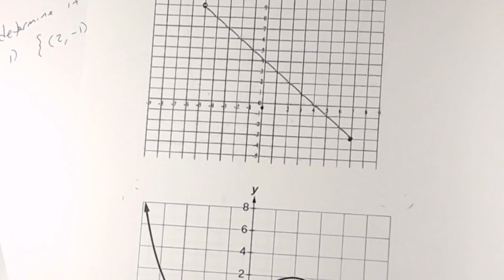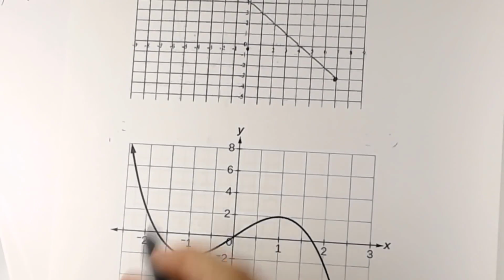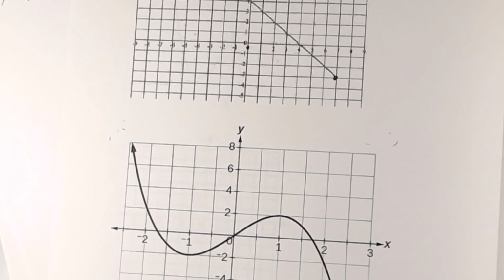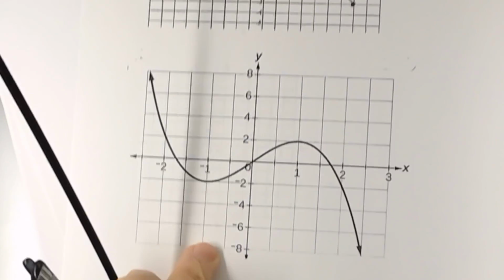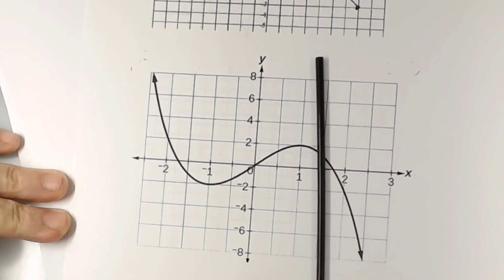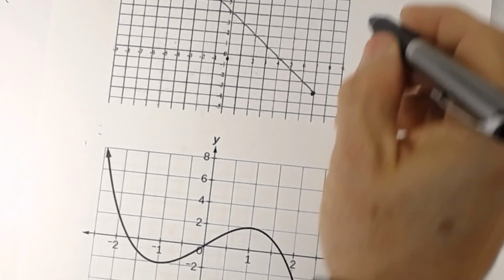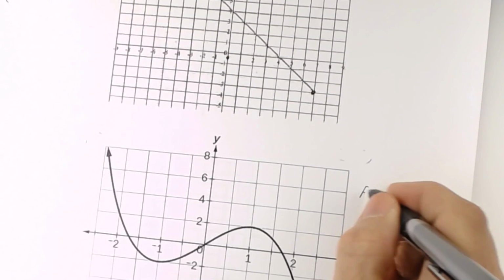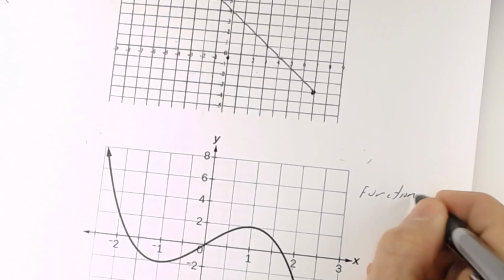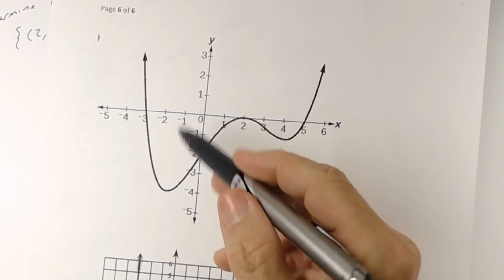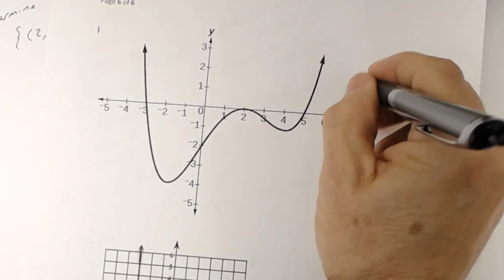Page 5. Are these functions? Yes. So all these are functions. They pass the vertical line test. No matter where you draw the vertical line, it intersects it once each time. Okay? So all these are functions. Is this one a function right here, the top one? Yes, that's a function.